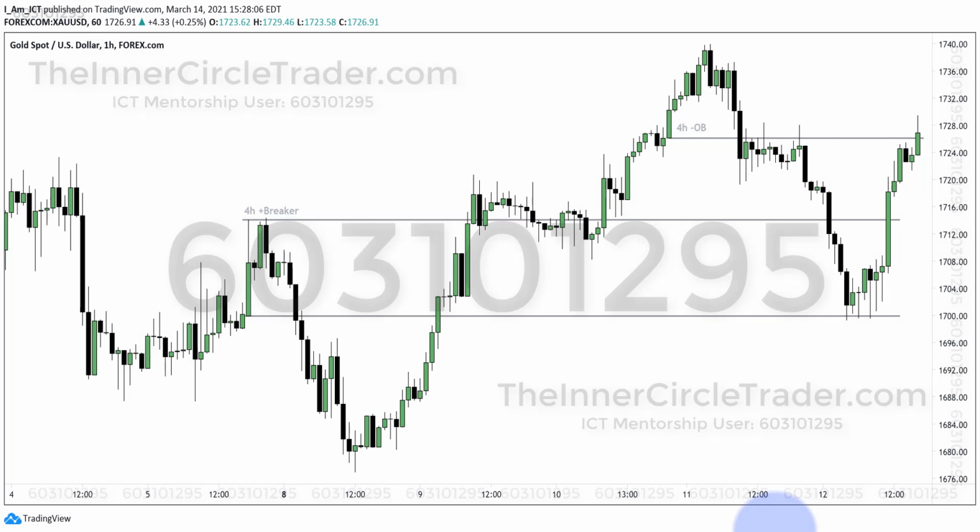On the hourly chart, you can start to see a little bit more detail. All I did was keep levels here and keep the frame of reference in view. This is the 4-hour order block, but now it's broken up over multiple candles.